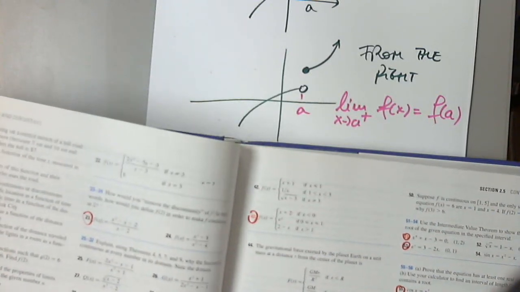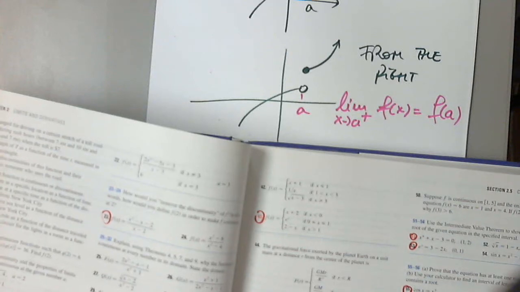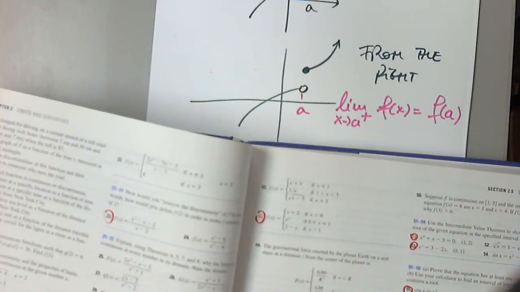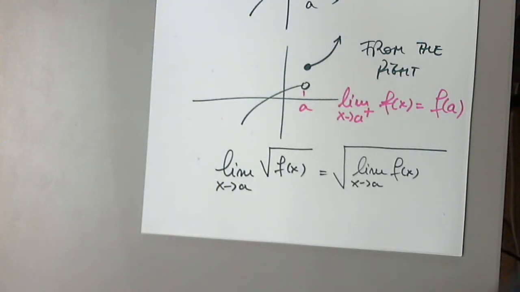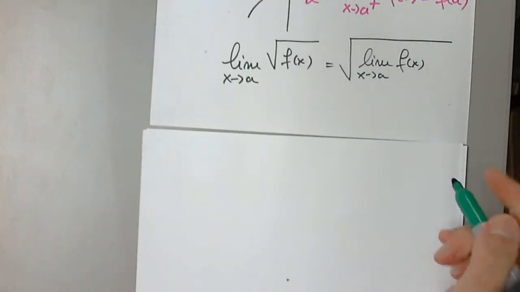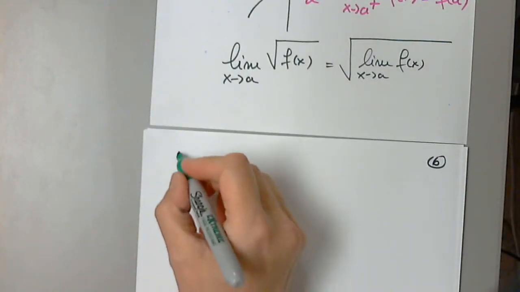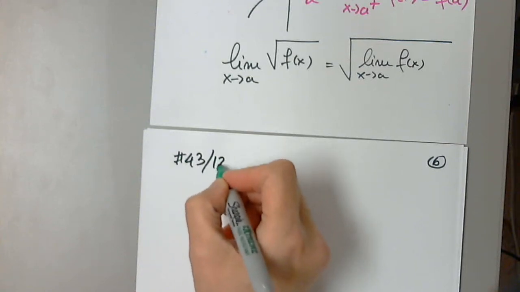It's up to you. There are 3 problems here, 41, 42, 43. You can choose whatever problem you want. 41, 42, or 43. 43. 43 it is. So let's take a look. So this is problem 43 on page 129.